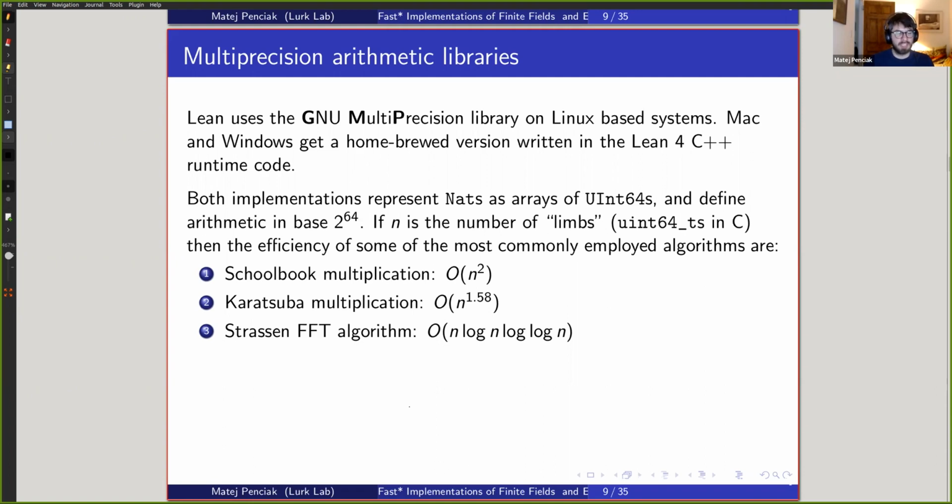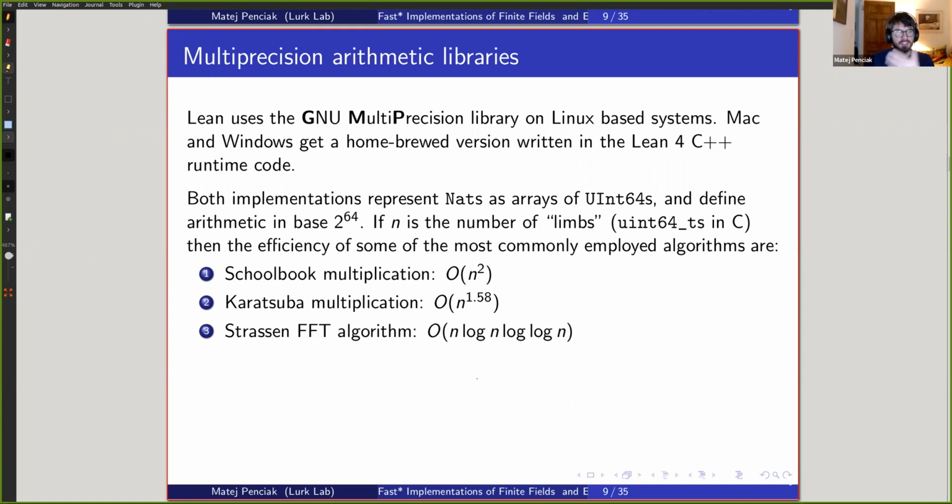You can use schoolbook multiplication, where you carry and multiply each thing, but that has runtime O of n squared. There's an optimization, which is the Karatsuba multiplication algorithm, which has runtime of approximately O of n to the 1.58. And then what GMP uses is some variant of the Schönhage–Strassen fast Fourier transform algorithm, which has a much faster runtime, n log n. And so GMP is super, super fast.